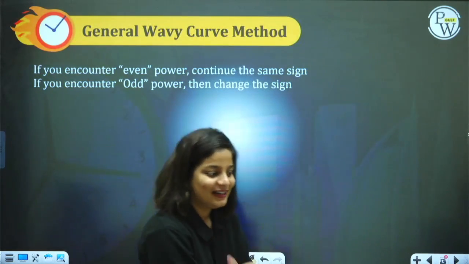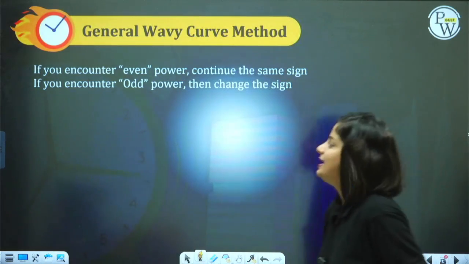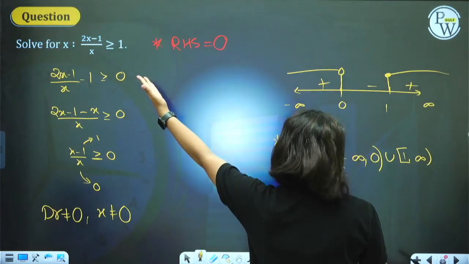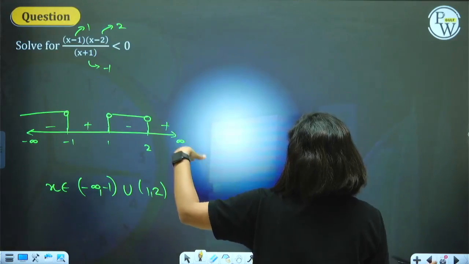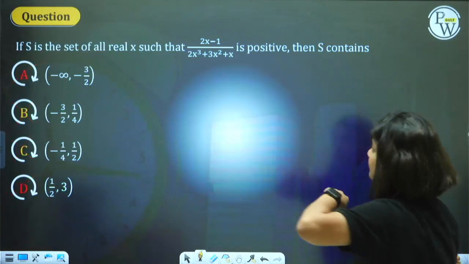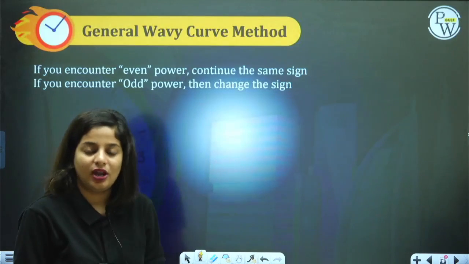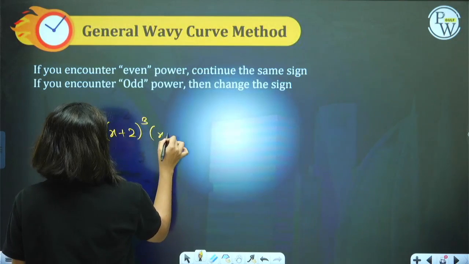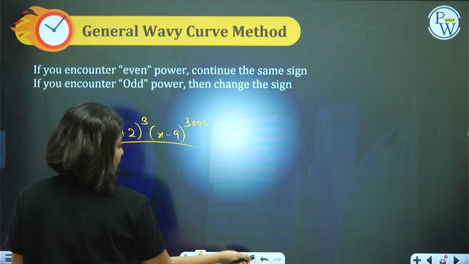Now comes the twist in the tail. What is the twist in the tail, my dear lovely kiddos? The twist in the tail is, not every time you will have this simple nice type of questions where the powers are 1, where the factors are simple and straightforward. No, not every time you will be so lucky. You might get a question like this, the whole cube into x minus 1 the whole raised to 3000. I mean, what will you do in such a case?